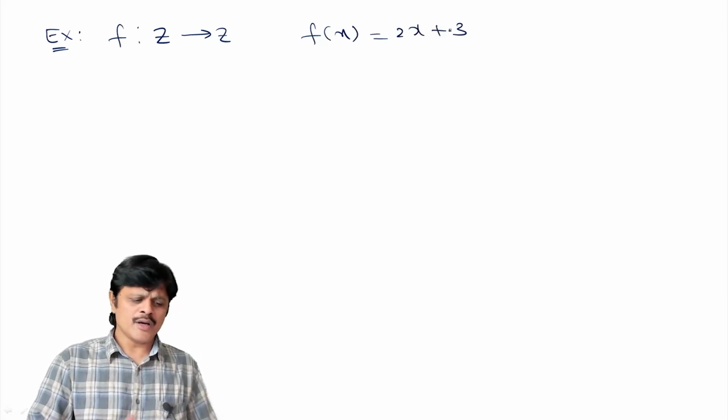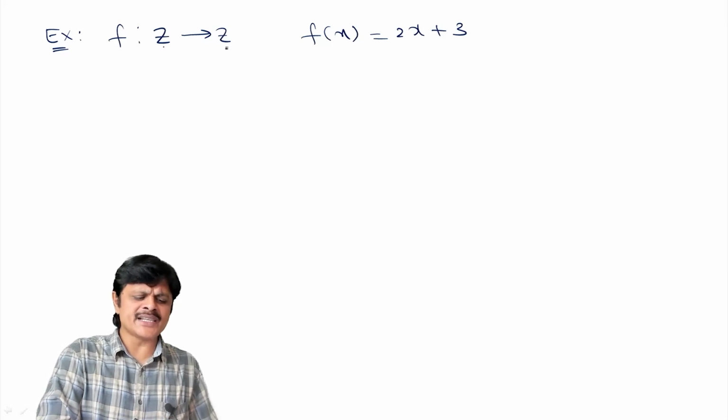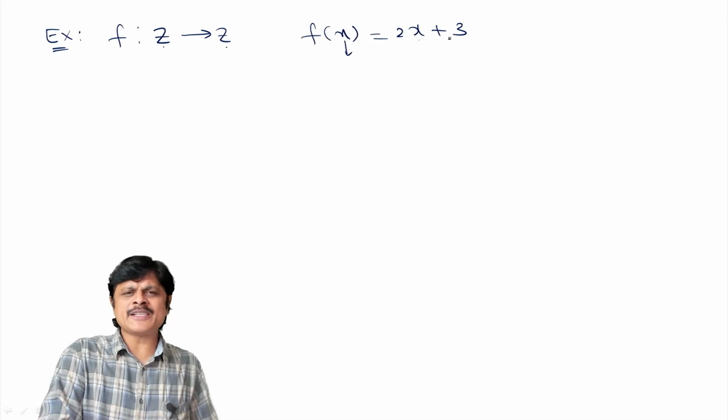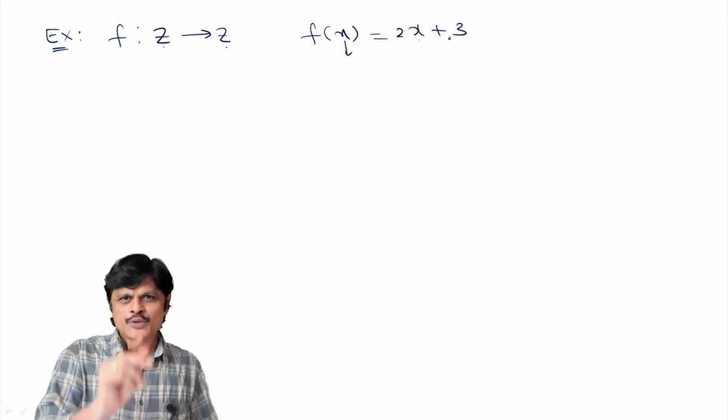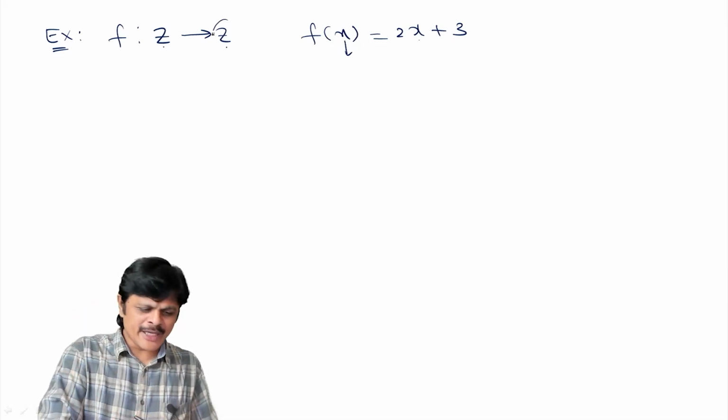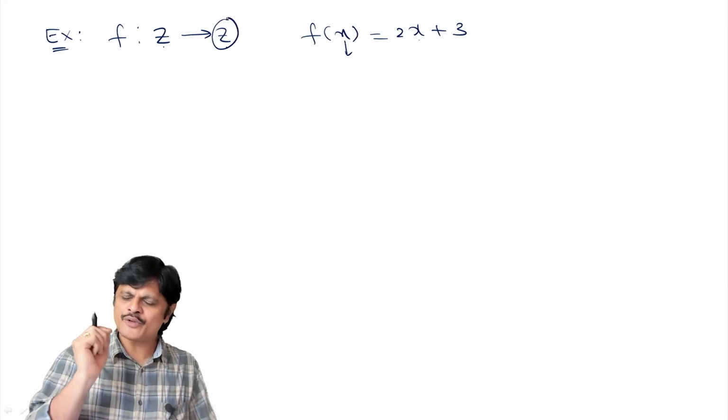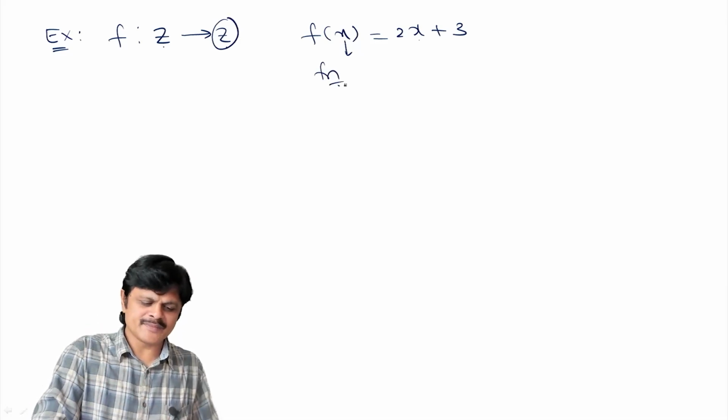Function, obviously integer, no? Z is integer, this is also integer. So if you take x as an integer, 2x plus 3 is also an integer. So the image is also an integer. We need integer only, no? The image should be an integer. So fine, it is a function. No problem. Now we need to check whether it is 1, 1 or not.